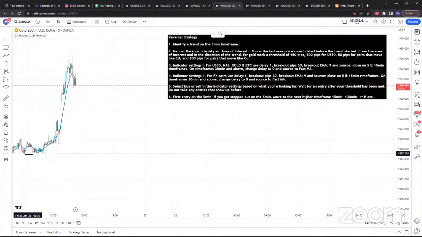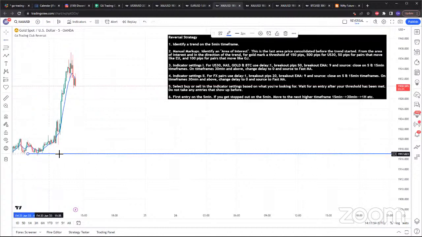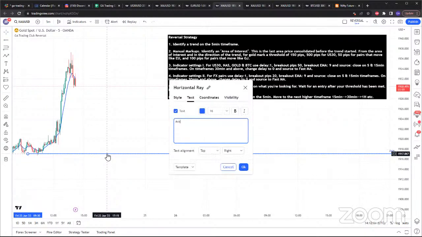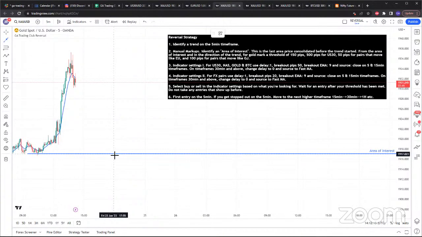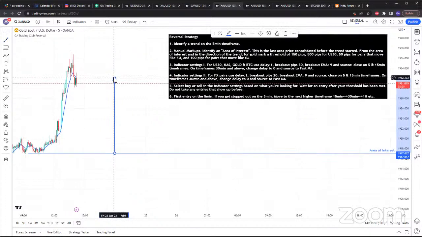Also, I like working with whole numbers. So for me, my area of interest will be 1917. So this right here will be my area of interest. And then the other part, the last price. From your area of interest, in the direction of the trend, go ahead and draw. So for gold, 150 pips. So 150 pips for gold here is 1932. So somewhere around there from my area of interest.